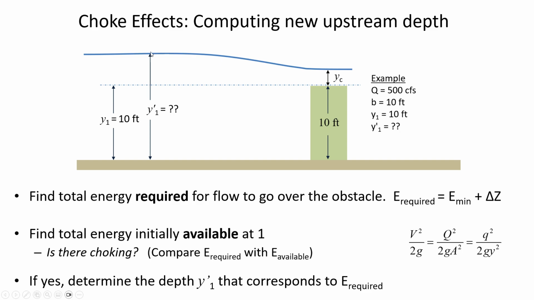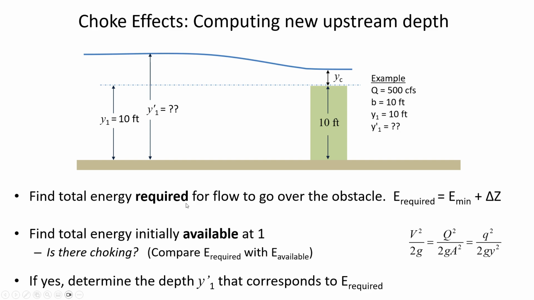So the process we'd go through here is, first of all, find out how much energy is required to get over the obstacle, and then compare that to how much energy is available initially at location 1. So the question is, is there enough energy available at 1 to get over the obstruction? Well, we already know just by looking, plain logic tells you, no, there's not going to be enough energy at 1 to get over that obstacle if the obstacle is as tall as the water depth. So we already know the answer going into this example, but let's just see if the math bears things out. We're going to find out the effect of the choke here.